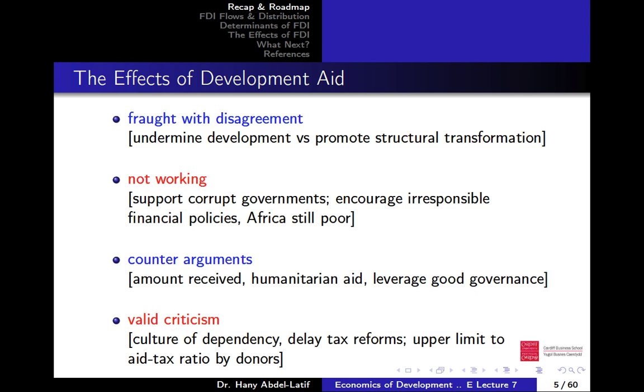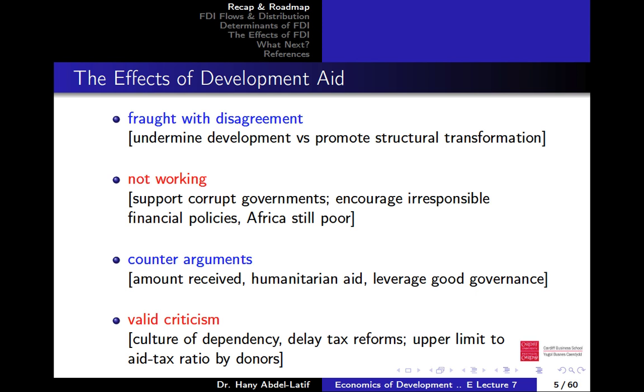So on one side, the team that argues that aid isn't working usually provides some arguments. We mentioned some of them. We talked about how aid could be used to support corrupt governments, and also how it encourages irresponsible financial policies. One very popular example is how much was spent on Africa for more than 50 years, but Africa is still extremely poor. Those who are against the role of development aid in promoting development bring into the discussion how billions of dollars were spent on Africa, but Africa remained poor till today. So it doesn't seem to be working.